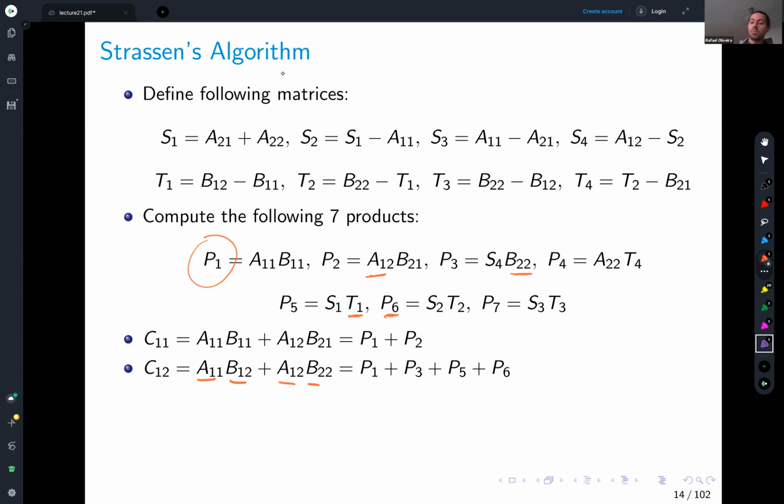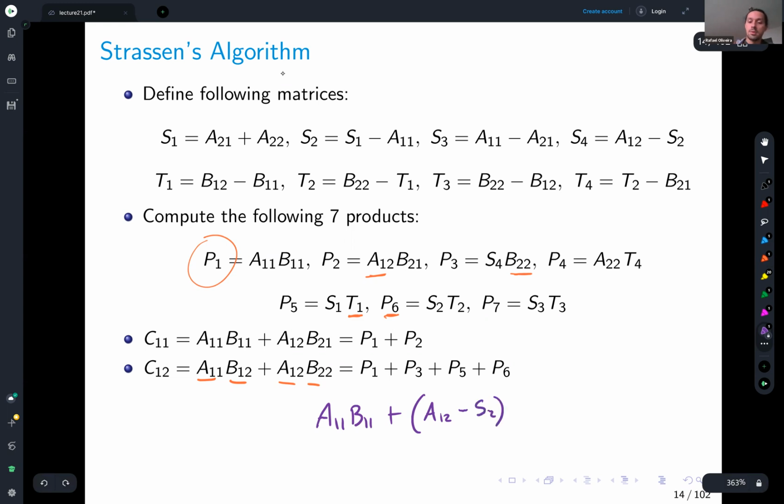Okay, but now once you compute it, you can just see that it will be equal to P1 plus P3 plus P5 plus P6, right? So how do we do this? Well, let's just open it up. A11, B11 plus now P3. What is S4? S4 is A12 minus S2 times B22.